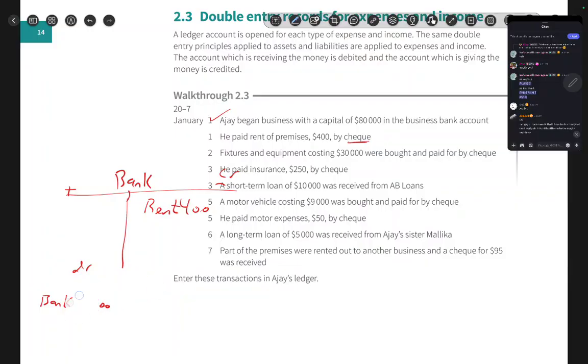Okay, so this is the concept that, let's just say you only know one entry. If you only know that it will definitely be credited to the bank account, but you don't know what's going to happen to the rent account, then it will of course be debited to the rent account. Okay, it's always going to be the opposite.